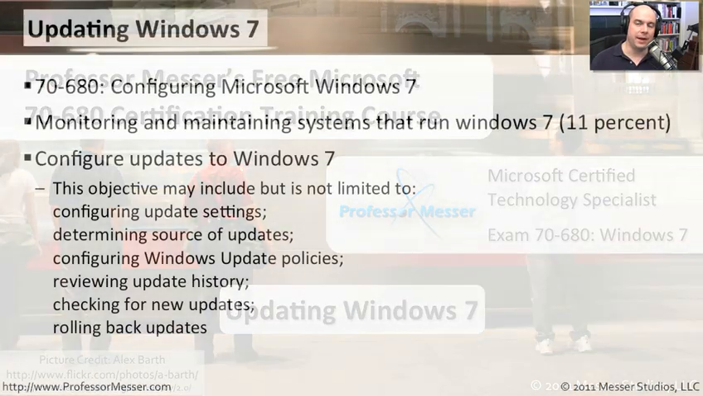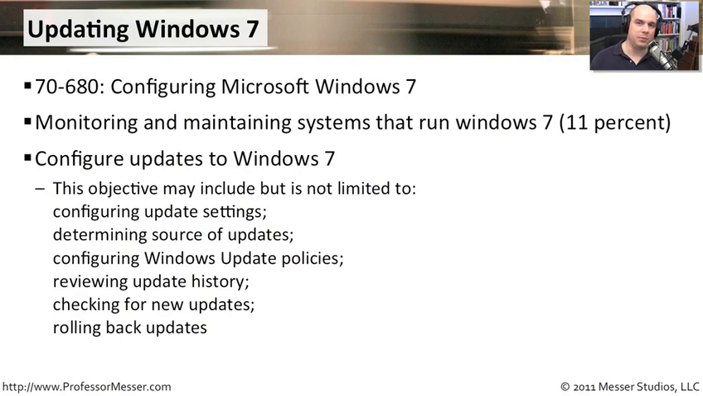I'm James Messer, and updating Windows 7 is probably one of the more important administrative aspects you'll have to think about when configuring Windows 7. We're going to look at configuring update settings. We're going to determine the source of the updates and how you can set Windows update policies. We're going to look at a way that you can now go back and review your update history. That'll be important for you administrators. How you would check for new updates, and if there's a problem, you're going to also want to know how to roll back some of those updates.